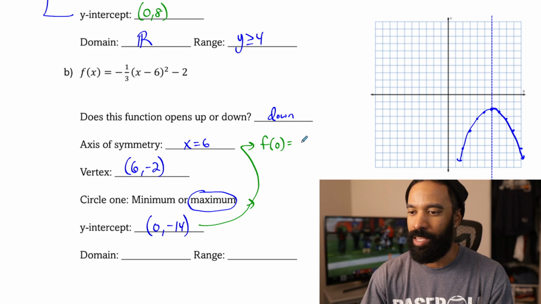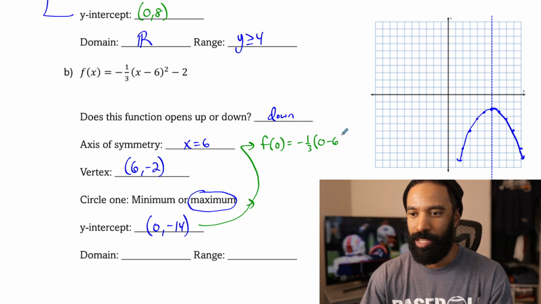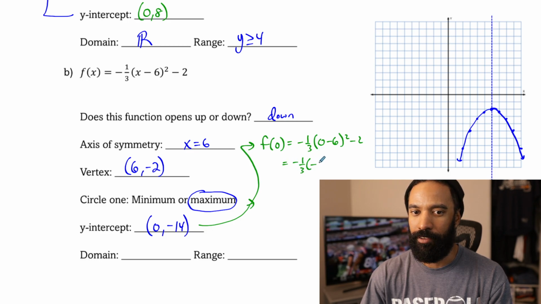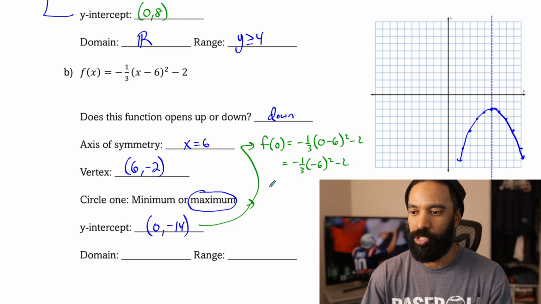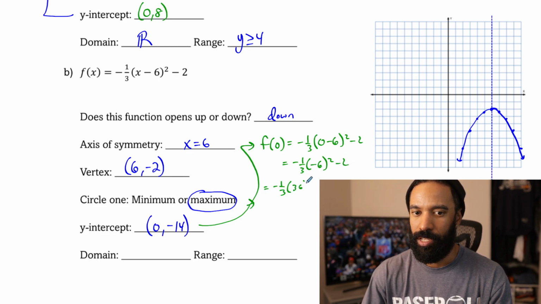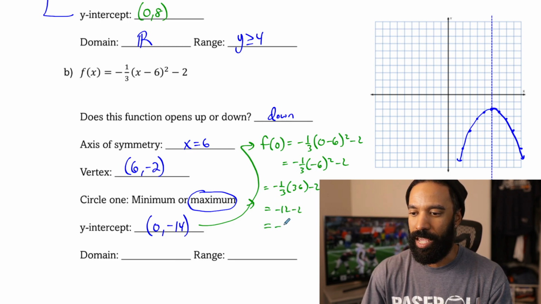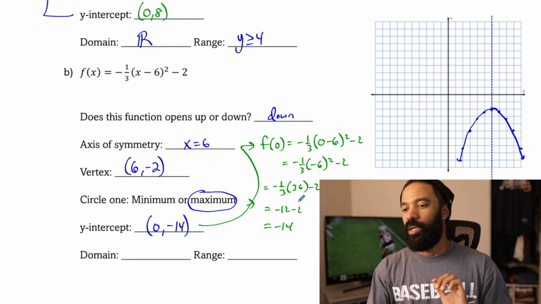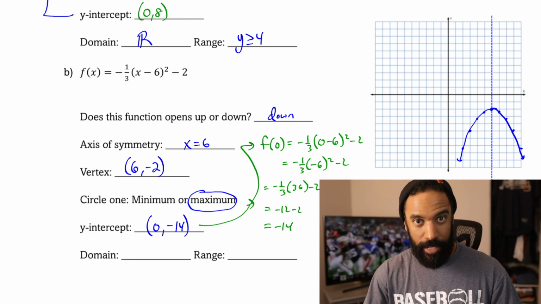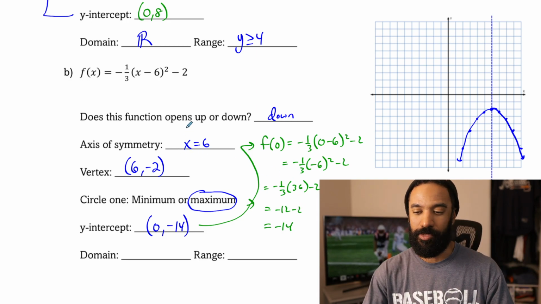f of 0 is negative 1/3 of 0 minus 6, quantity squared, minus 2, which is negative 1/3 of negative 6 squared minus 2. I'm going to write this out: this is negative 1/3 of 36 minus 2. Negative 12 minus 2 is negative 14. And that's what I did, right? I said over 6, go down 1/3 of 36, so go down 12 from negative 2. So it seems to line up.